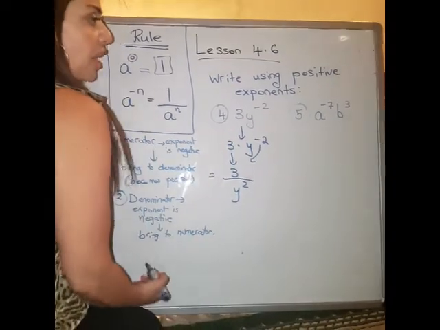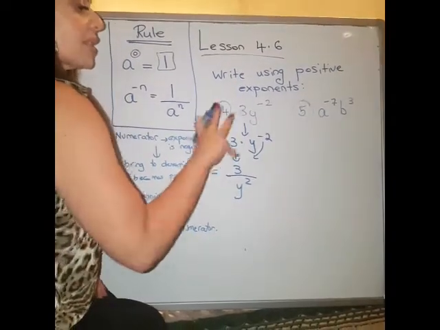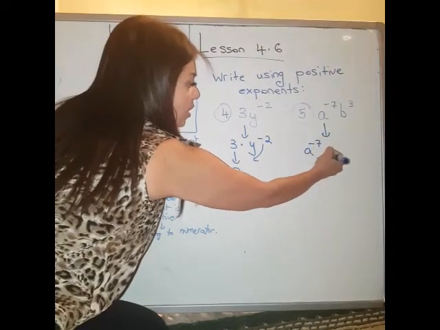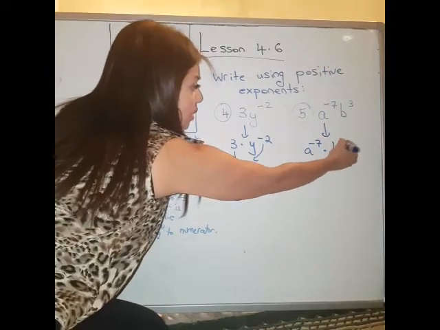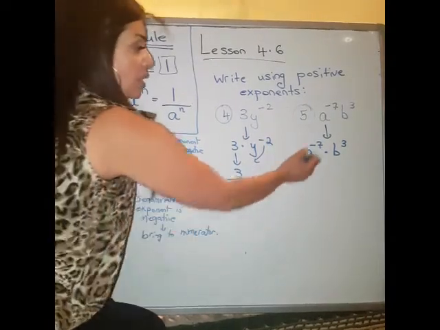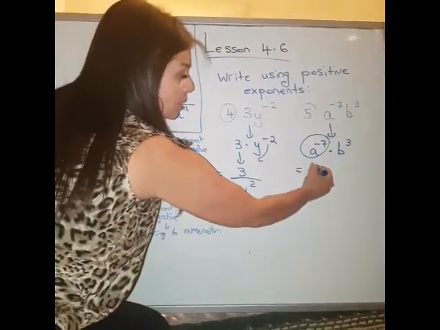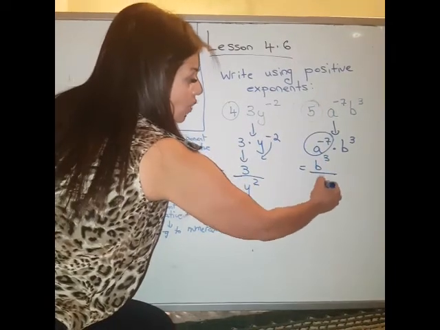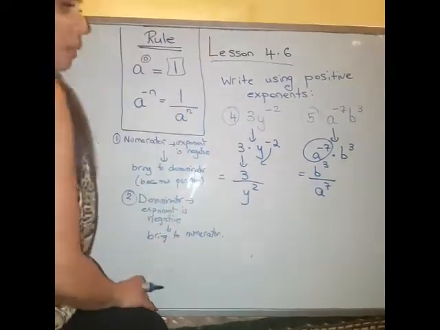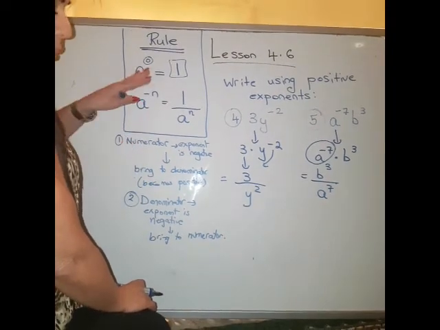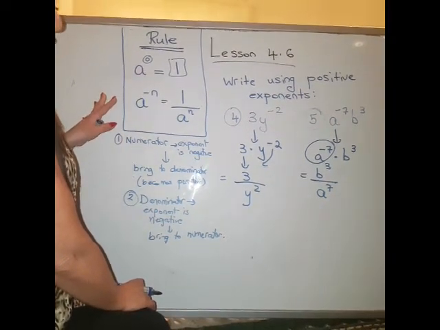Let's look at number 5. The first thing I do, I separate them. This means a^-7 times b to the third. Where is my negative exponent? It's with the a. So a goes to the denominator. So it becomes b^3 over a^7, and that's my answer. Just bring it down to my denominator, nothing more, nothing less.